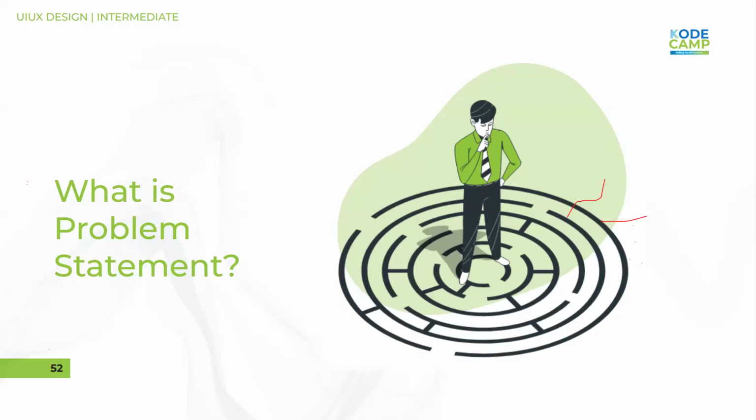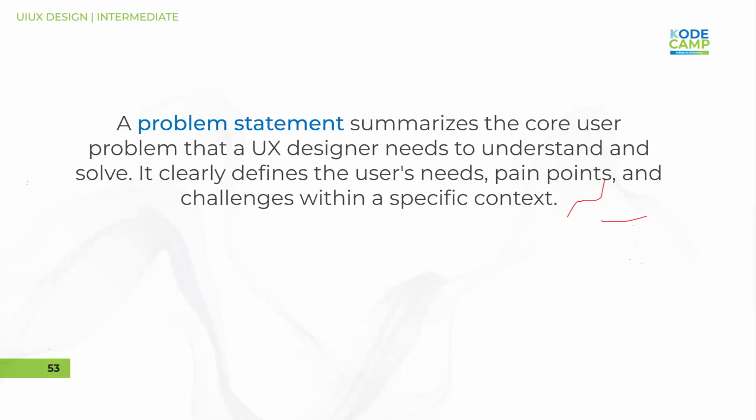So now let's look at what this problem statement is. So we say here that a problem statement summarizes the core user problem that a UX designer needs to understand and solve. It clearly defines the user needs, pain points, and challenges within the specific context. So here it summarizes what user problem we are solving. That's just the summary of it.